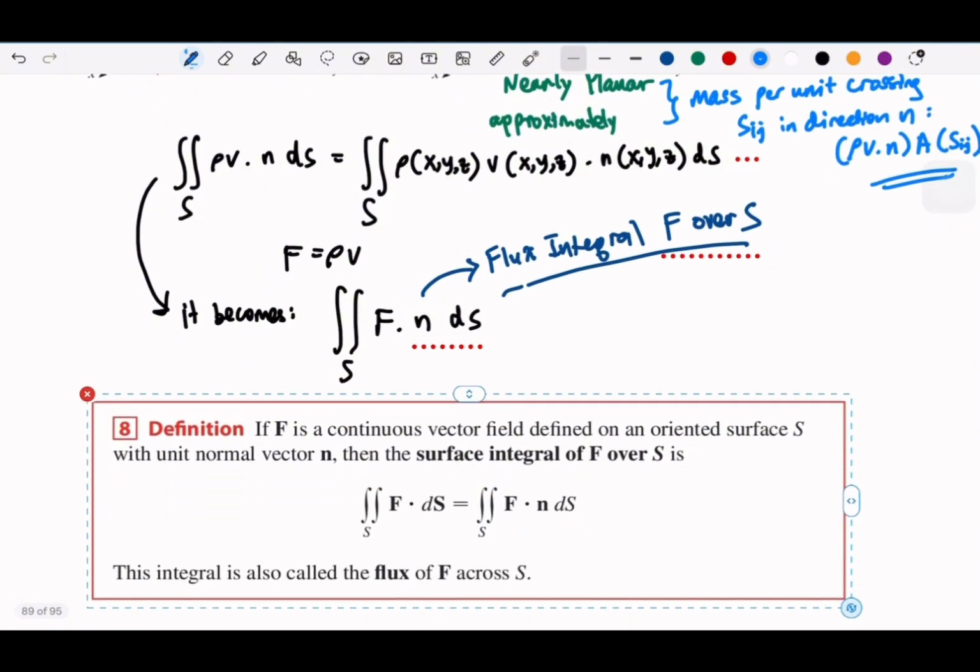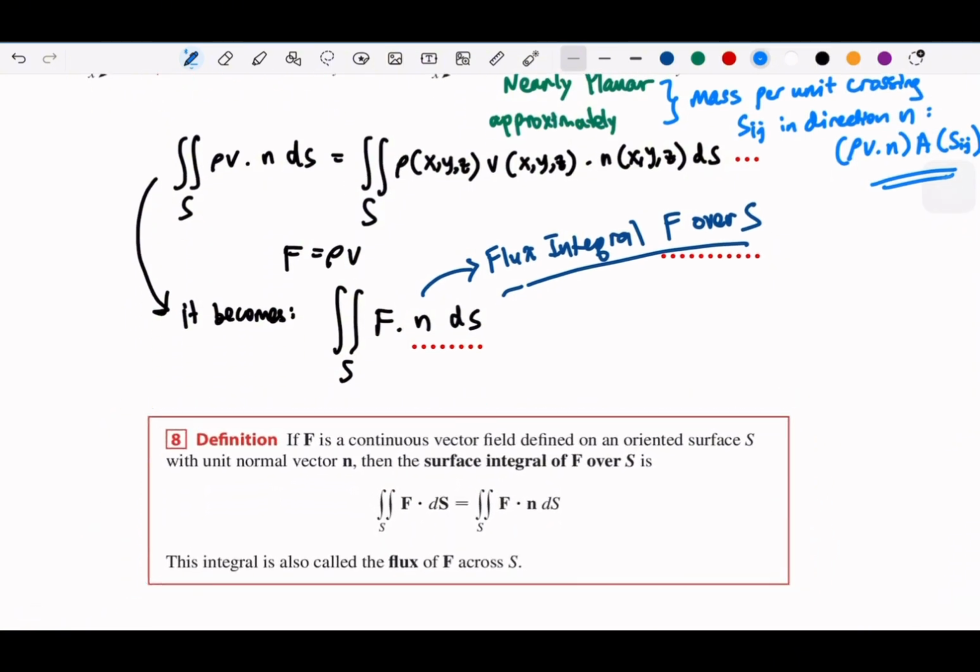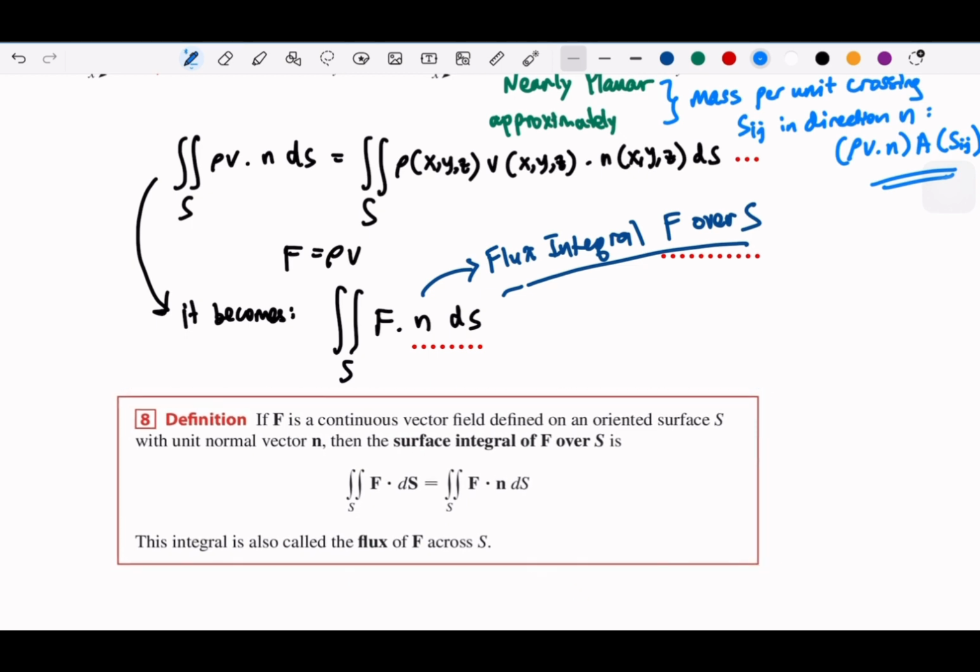So the definition: if f is a vector field defined on some oriented surface S with unit normal vector n, the surface integral of f over S, the surface integral of f dot dS, will be equal to the surface integral of f dot n dS. So you also need to distinguish that this S and this S are different.